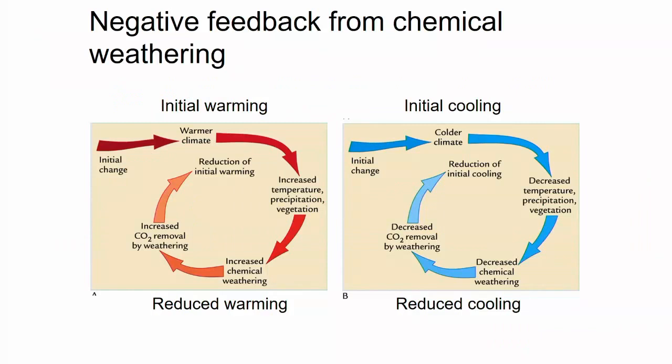So we have this situation where we have another feedback on climate. So if we maybe have a warmer climate, we'll increase temperature, precipitation, and the amount of vegetation. That will then increase the amount of weathering, and that will reduce the amount of CO2, okay, which will act against the initial change. So this is a negative feedback. It's acting against the initial change.